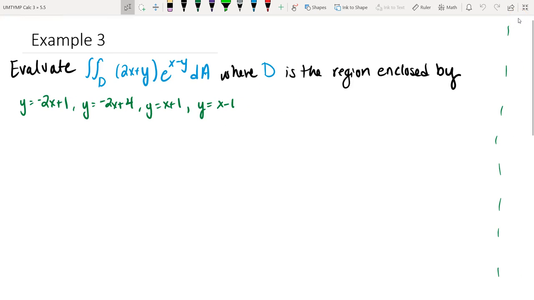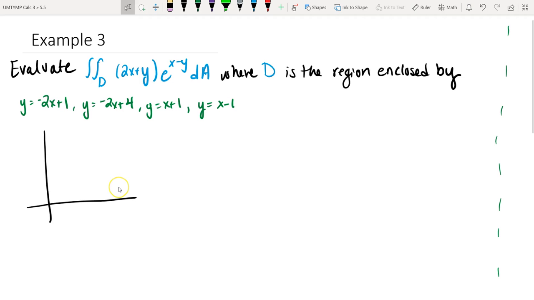All right, and yet another example. Okay, so again, we're given a nice integral. Well, nice is relative, I suppose. And we're given a region D that is enclosed by a certain set of lines. So again, what I recommend doing is first just draw those regions out.